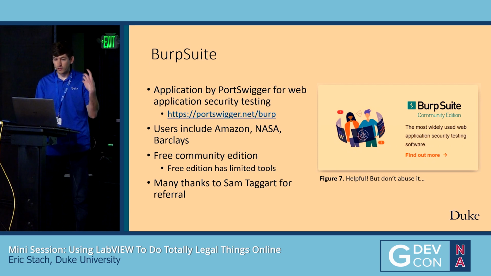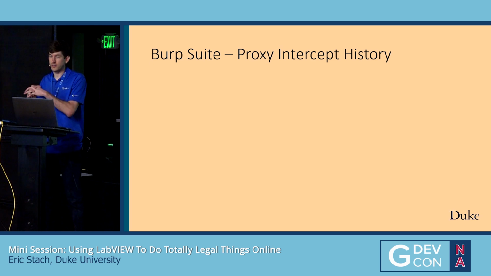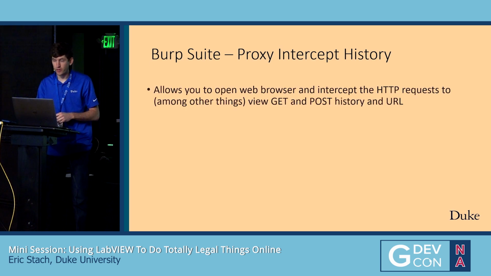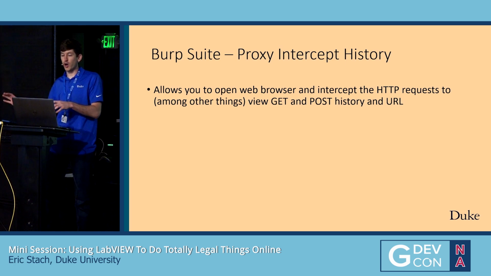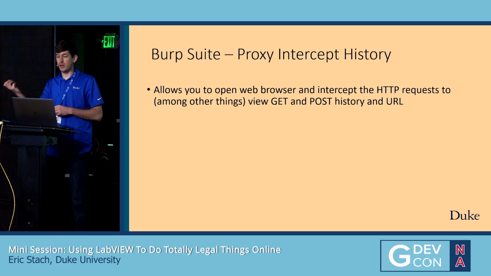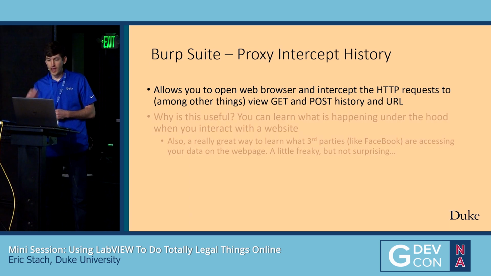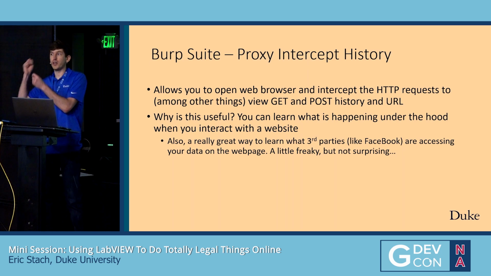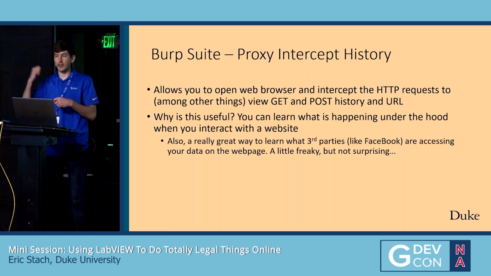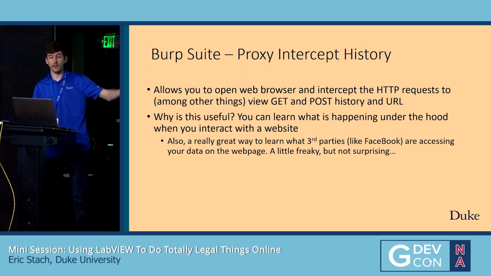The tool that ended up being most useful for me was the proxy intercept history. What this does is it allows you to open a web browser through Burp Suite and intercept the HTTP requests to, among other things, view the GET and the POST history and the URL. This is useful because you can learn what's happening under the hood as you're interacting with websites. It's also a really great way to see what third parties are accessing the data on the web page.